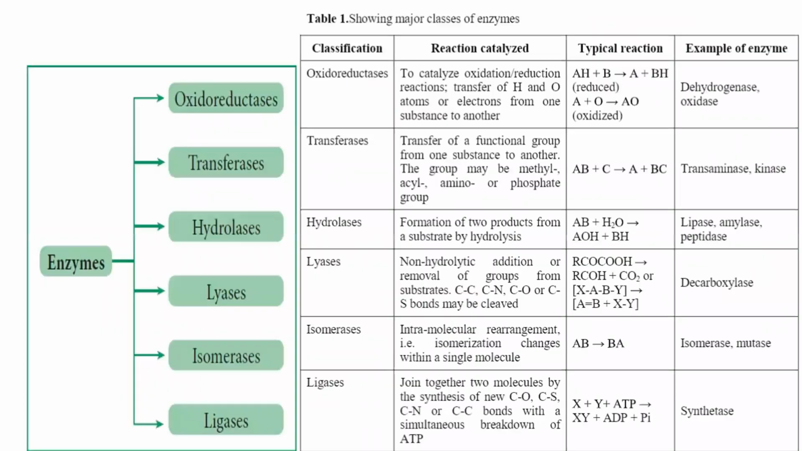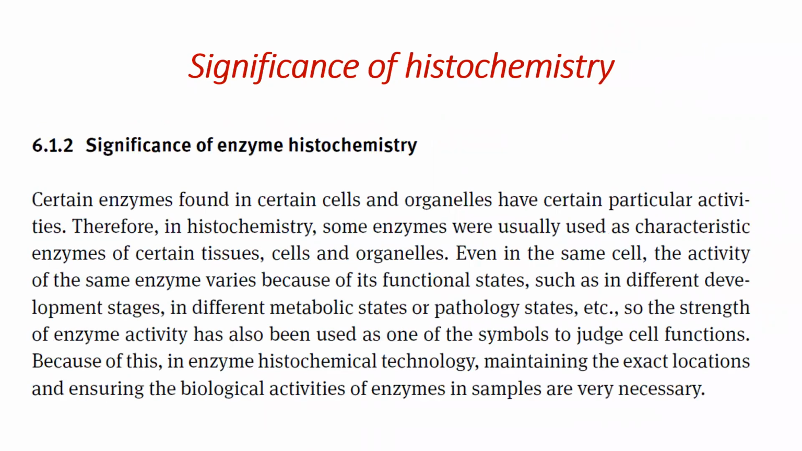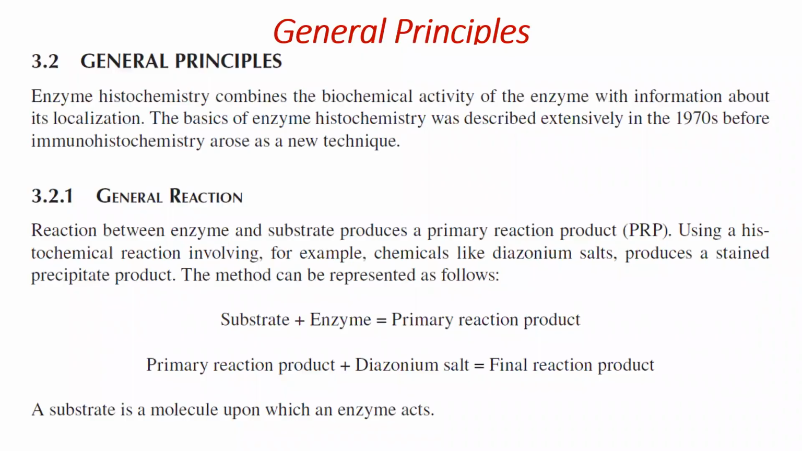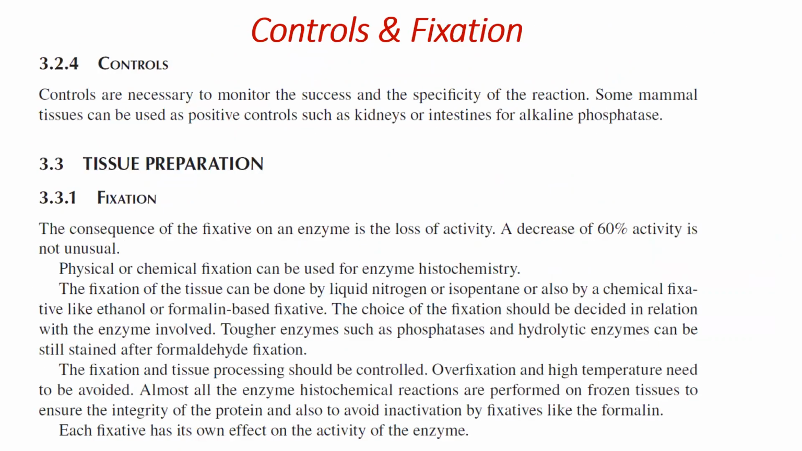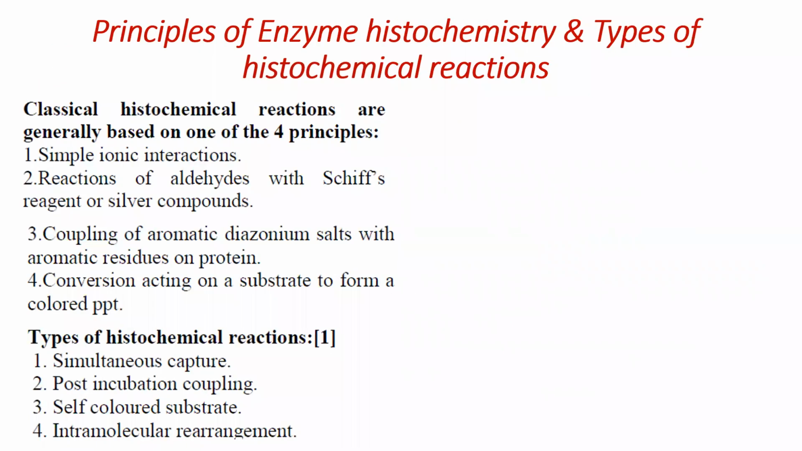So in today's lecture, we discussed the factors influencing the enzyme reactions, and we discussed in detail the principles and specific reactions in enzyme histochemistry. The 4 principles include ionic interactions, aldehydes with Schiff reagent, diazonium salts, and self-coloring substrate. And the 4 reactions include simultaneous capture, post-incubation coupling, self-coloring substrates, and intramolecular rearrangements.